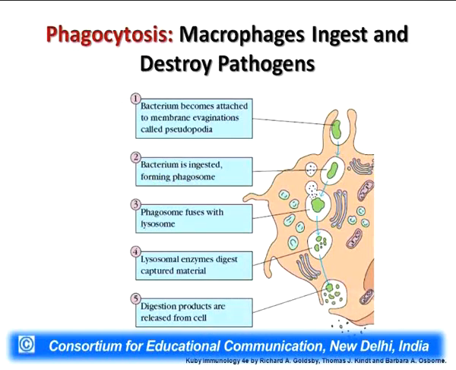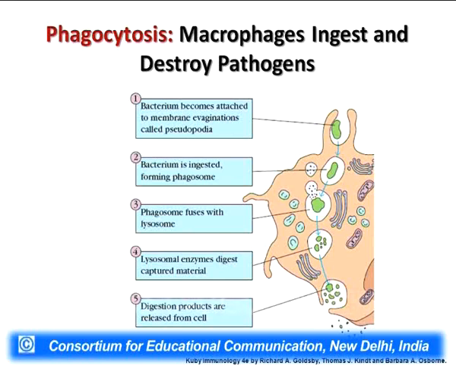What exactly happens in this phagocytosis process? If we see the picture here, the bacteria are engulfed with the help of the pseudopodia. Then these engulfed bacteria are digested upon forming a phagosome. Subsequently, the lysosomes fuse with these phagosomes. These lysosomes, as I told you, contain the lytic enzymes.